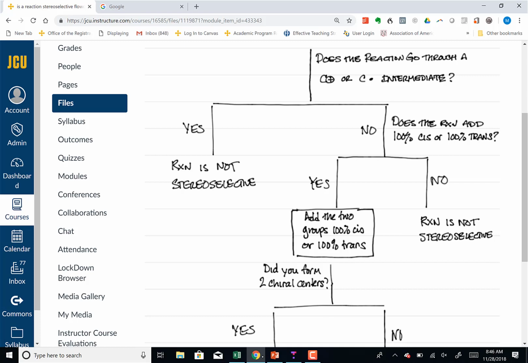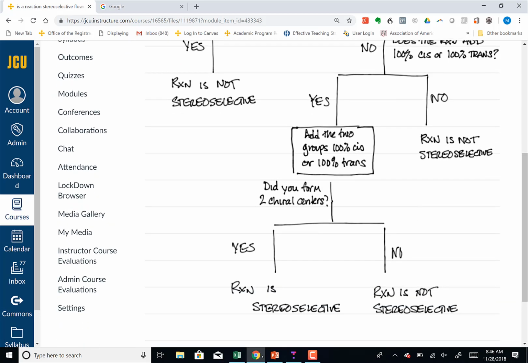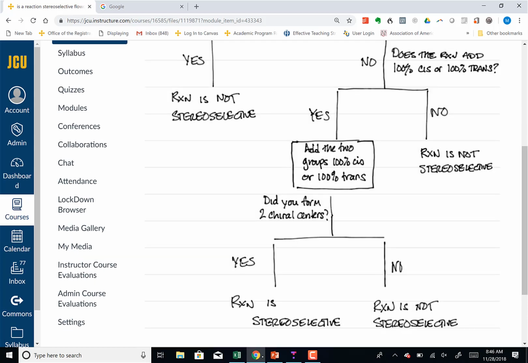But otherwise, add cis, add trans, the two options would be diastereomers. If you selected one, and how do you select one? Make the reaction 100% cis or 100% trans. So the flow chart just reinforces that. It takes all those things together and puts them in one place.